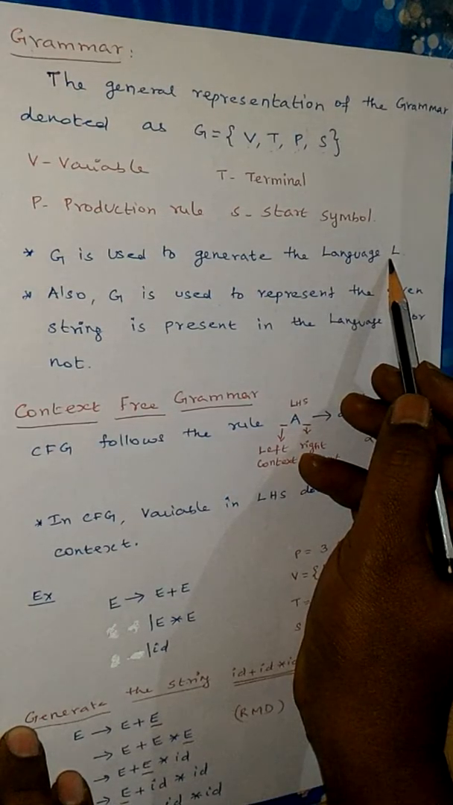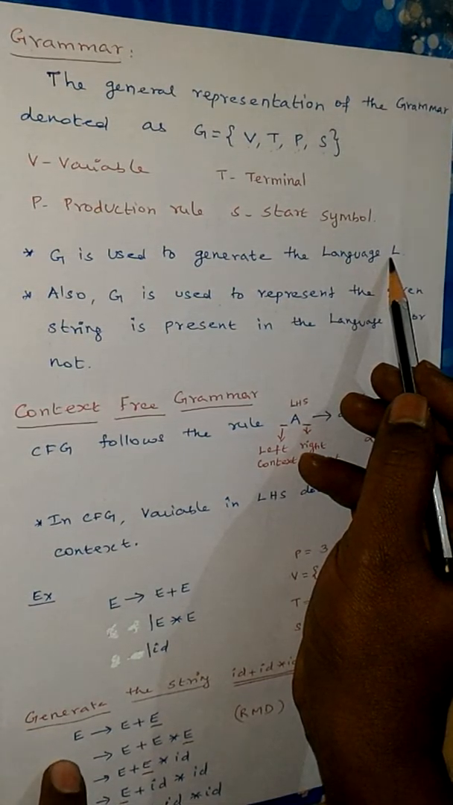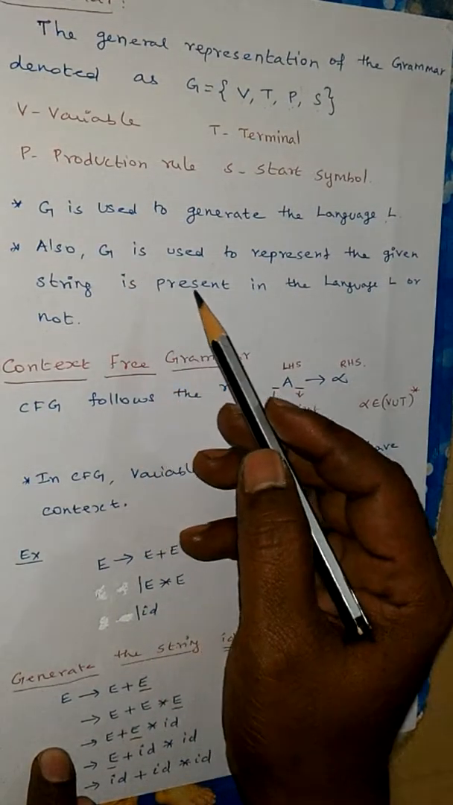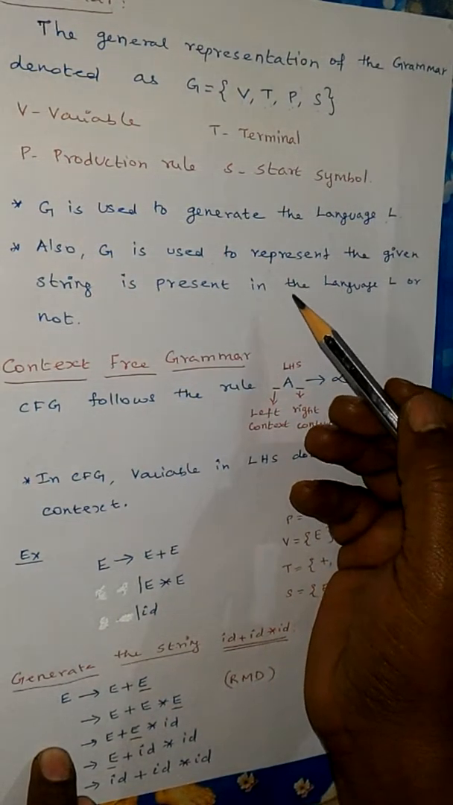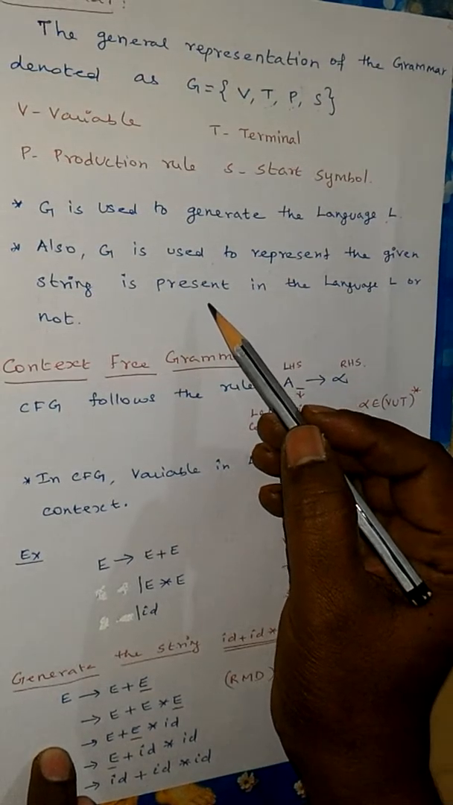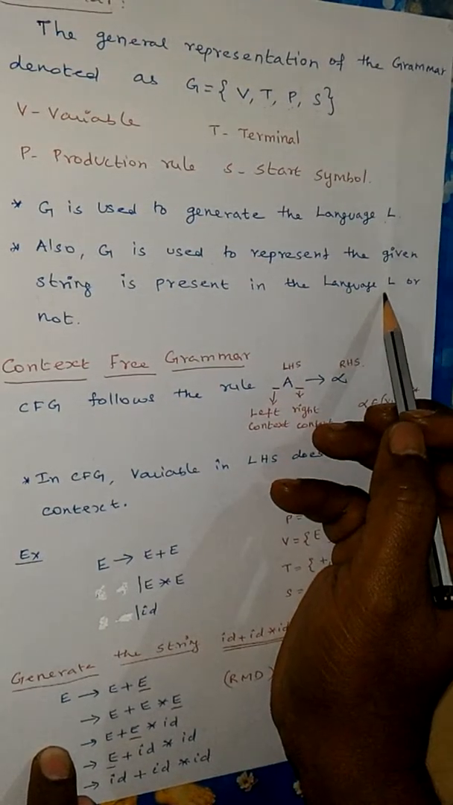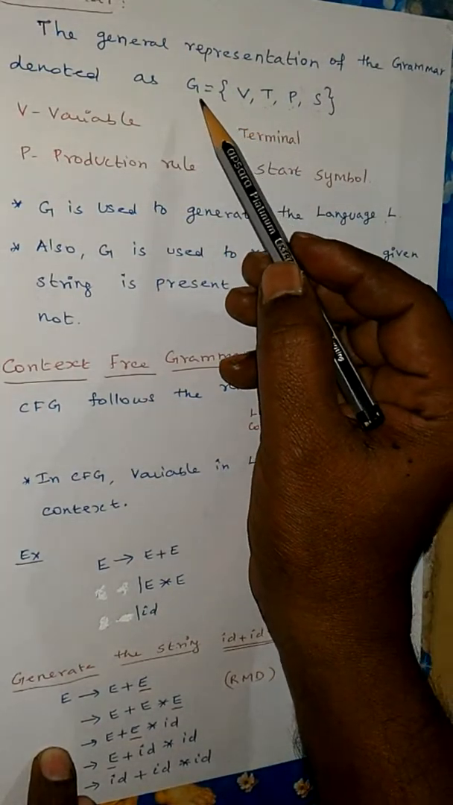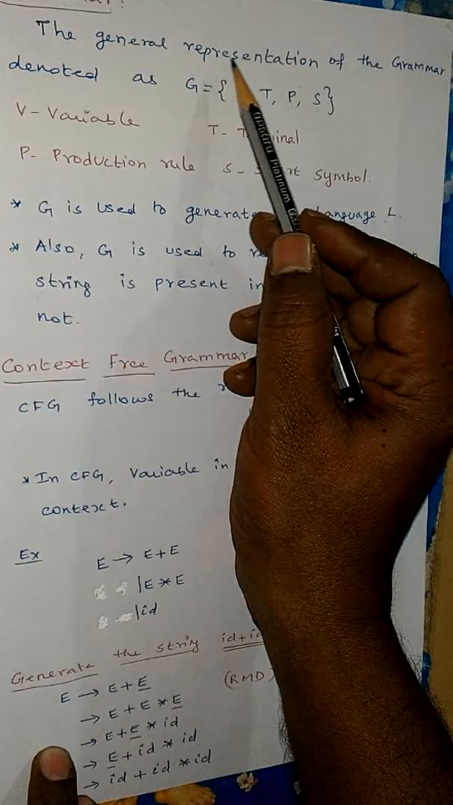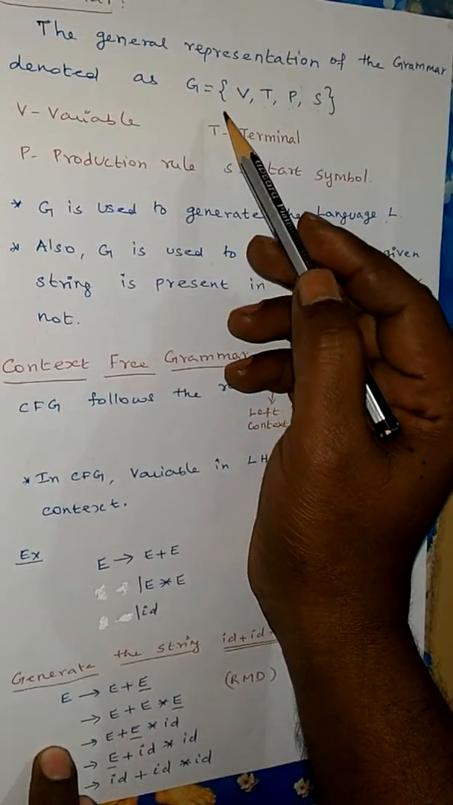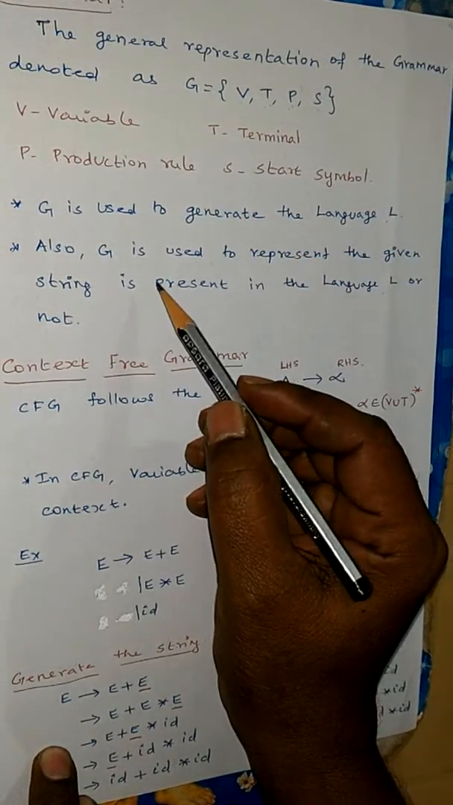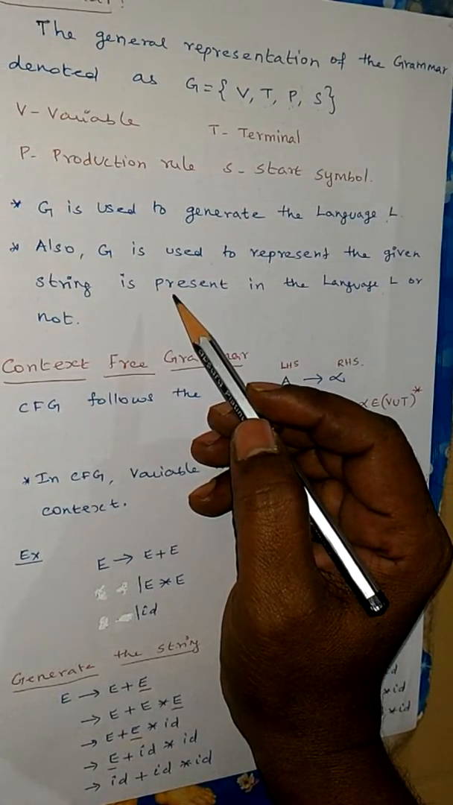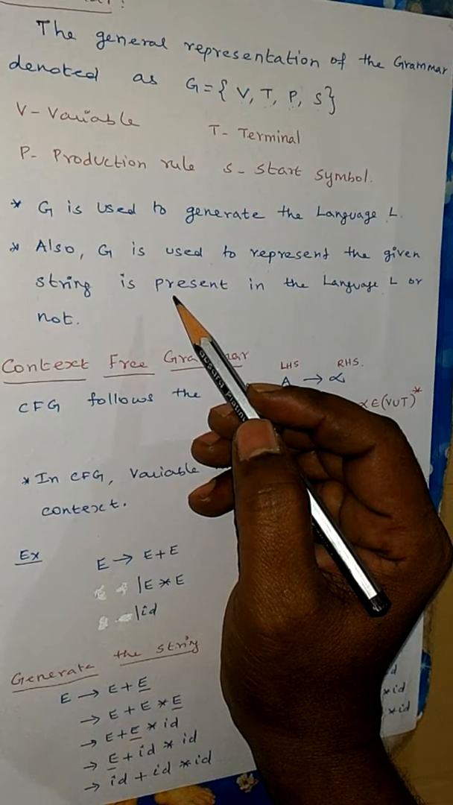That language can be represented by the letter L, and the given grammar is used to represent whether the given input string is present in the given language L or not. So one thing is that grammar is used to generate strings, and one more thing is that grammar is used to represent whether the given string is available in the given grammar or not.